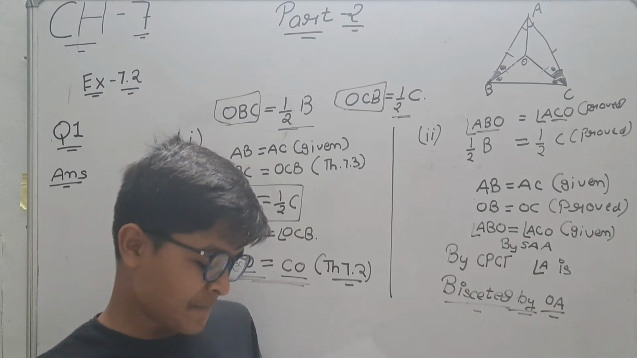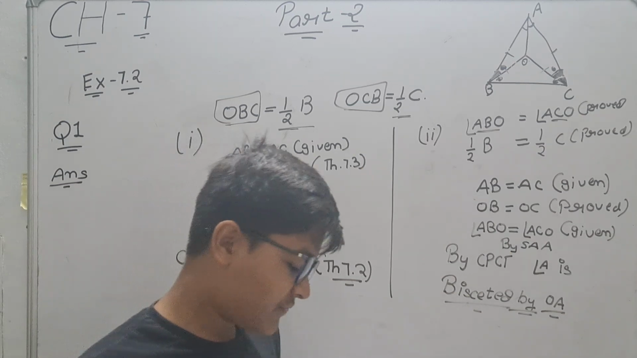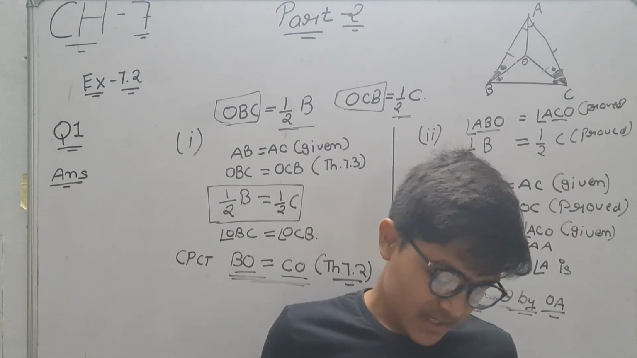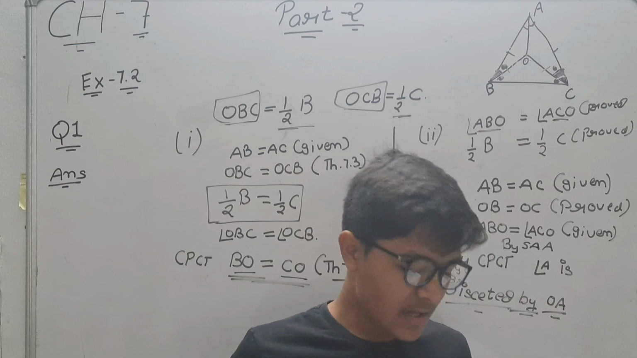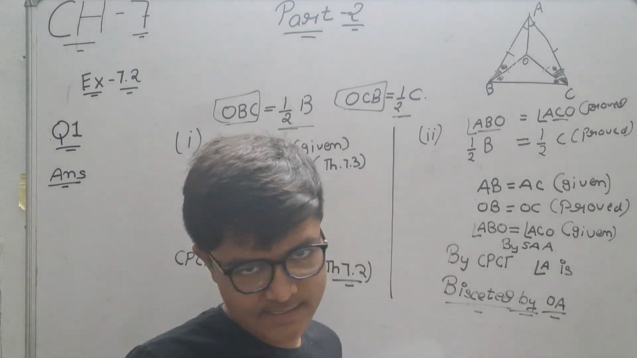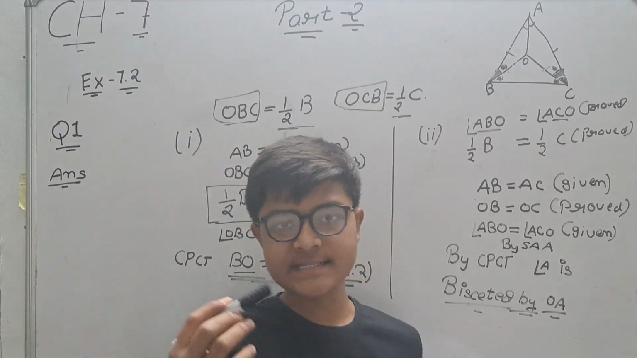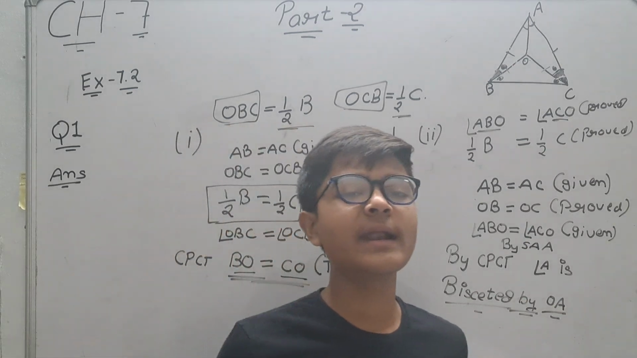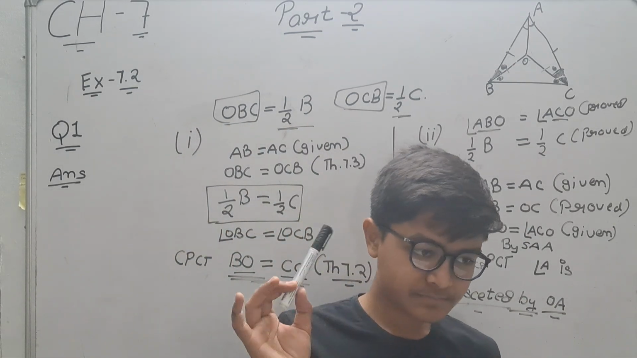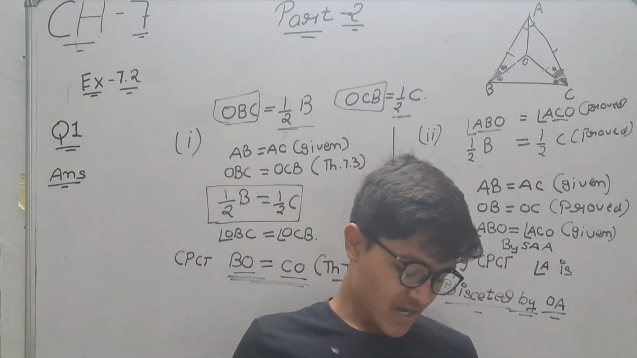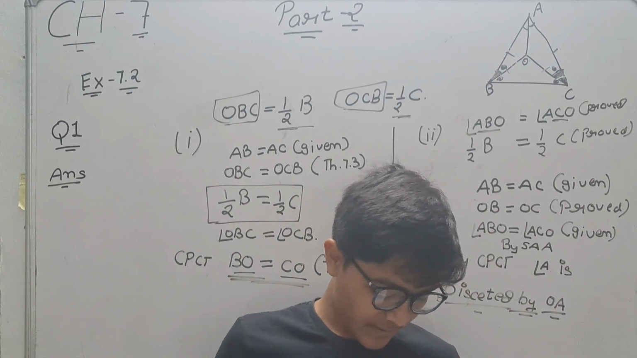Now let's see theorem 7.4. If three sides of a triangle are equal to the three sides of another triangle, there will be SSS congruency. We know that if the three sides of one triangle are equal to the three sides of another triangle, it is known as SSS congruency. Now let's see theorem 7.5.